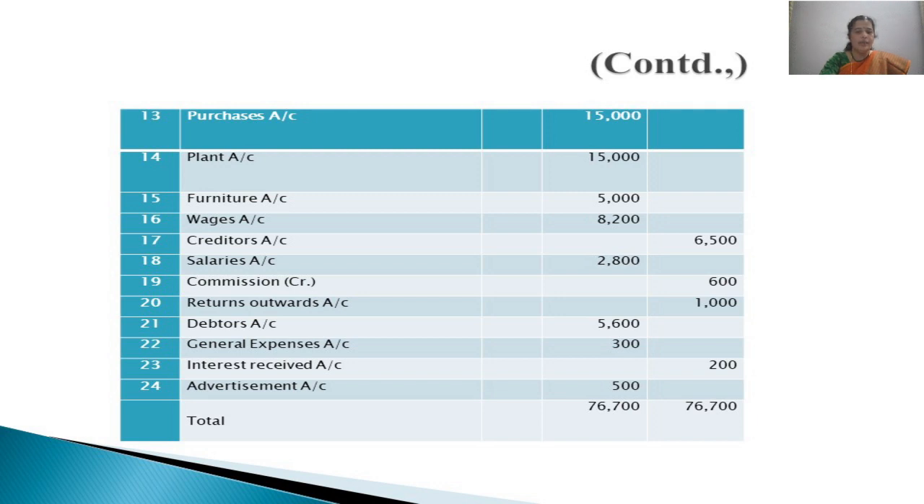Then debtors account debit, write the amount in the debit column. General expenses, nominal account, debit expenses. Interest received account. If you have received any kind of interest from anybody, it is an item of income for you. So any kind of incomes or gains. Incomes or gains means credit, right?